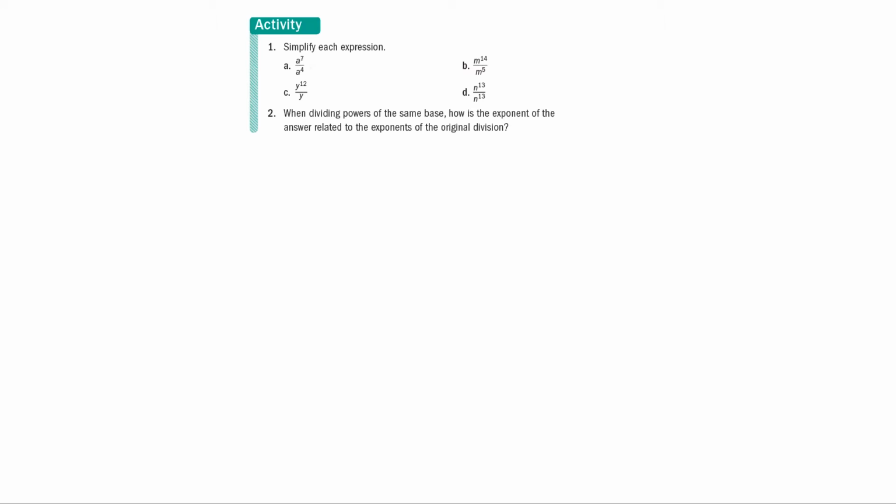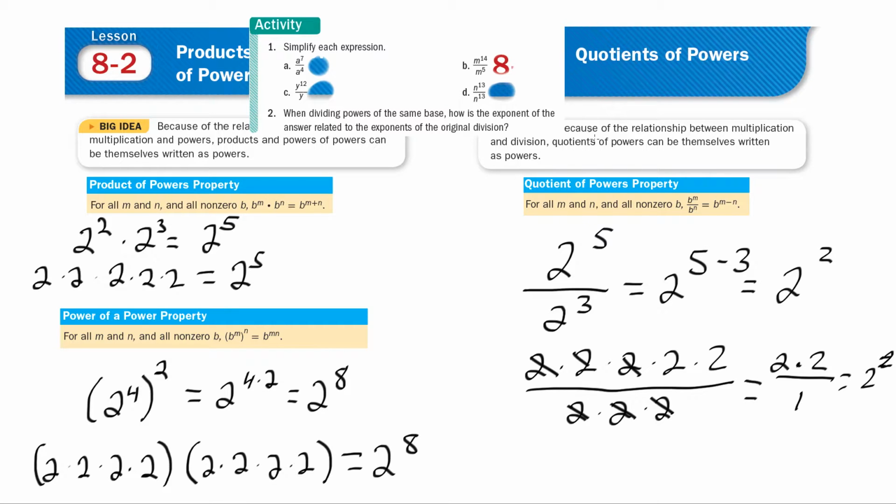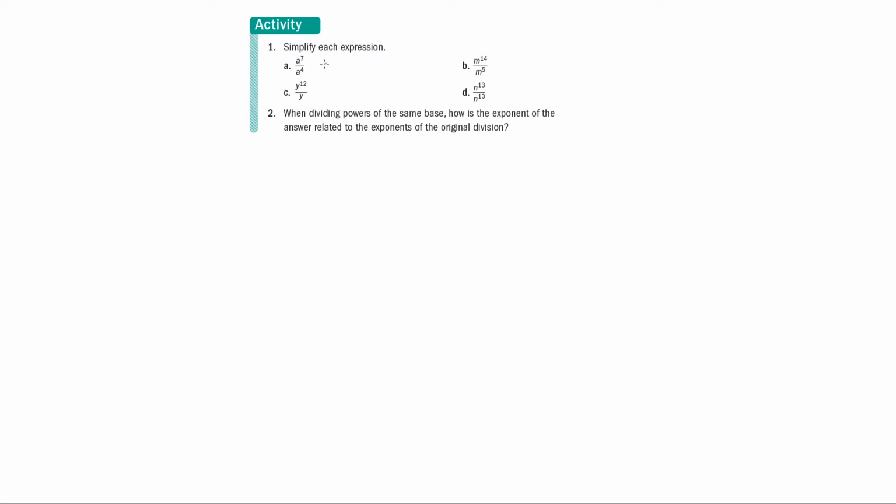Now we're going to look at some quotient of powers problems. This is an activity. It's on page 469. Simplify each expression. Remember, the quotient of powers property says that if I have b to the m divided by b to the n, it's equal to b to the m minus n. So b to the m minus n.